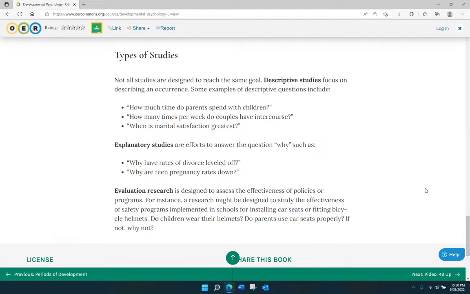And so remember that earlier we talked about two goals of developmental science: to describe changes over time, so to describe development, and another goal was to explain development. So this is what it's saying here. Descriptive studies are to describe something. So it just describes what is seen.